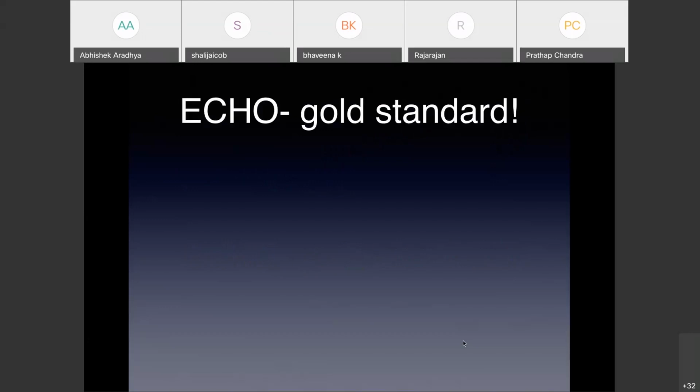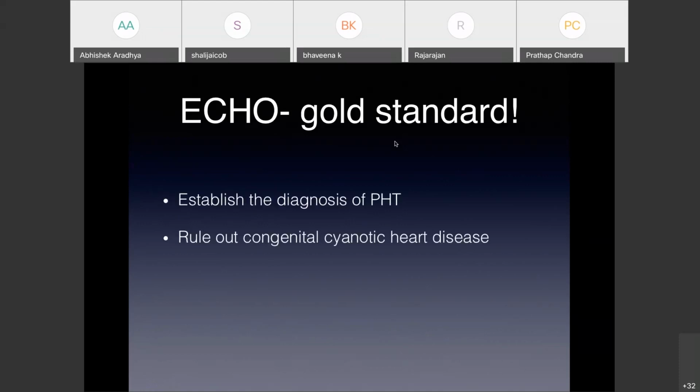So moving on. Whatever it is, echo forms the gold standard in the diagnosis of pulmonary hypertension. Why do I say this? Basically, it helps to establish the diagnosis of pulmonary hypertension, number one. Number two, it will also rule out cyanotic congenital heart diseases. One example is when I was finishing my night in the UK, working as the final year grid trainee registrar, and we had a baby who came out completely blue. I was learning echo at that point, and I had done more than 200 echoes by then.